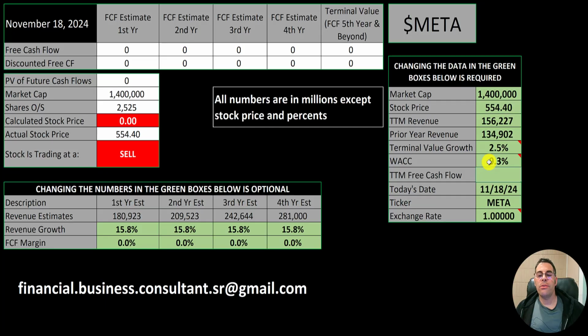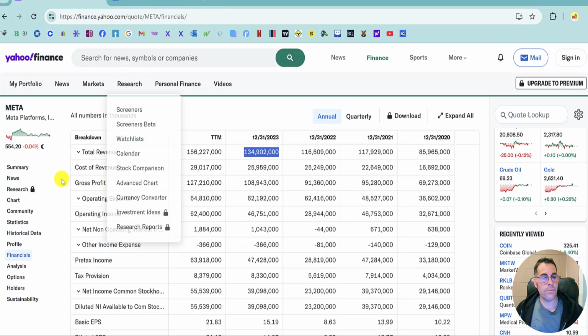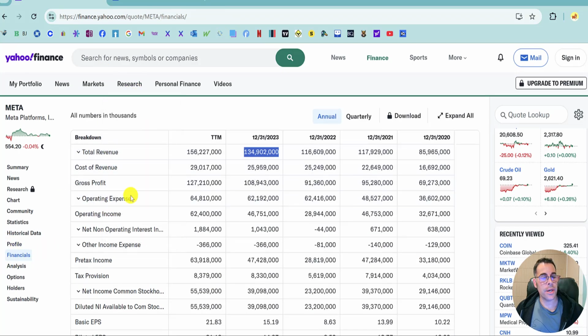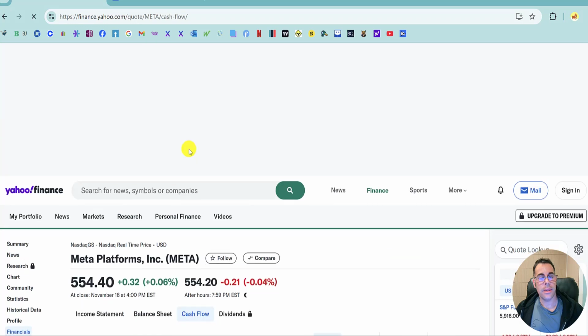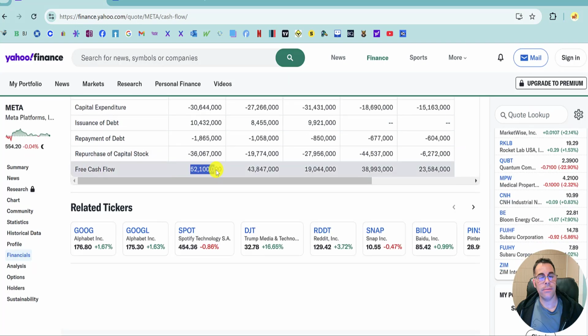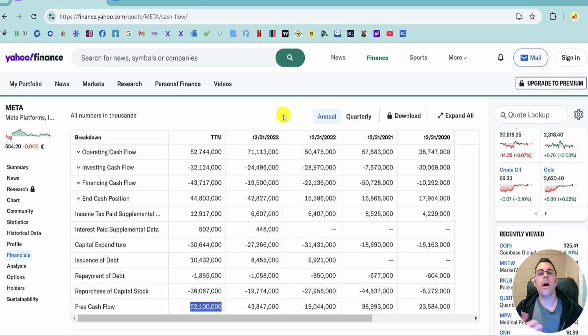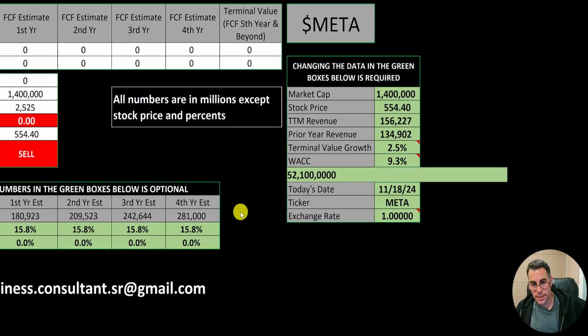Now we need the trailing 12-month free cash flow, or the most recent 12 months. We'll go back to Yahoo Finance, go to the financial section, go to cash flow, and on the bottom is free cash flow, 52.1 billion. You can go to other websites. I just use Yahoo Finance. You paste that in, add 3 zeros.